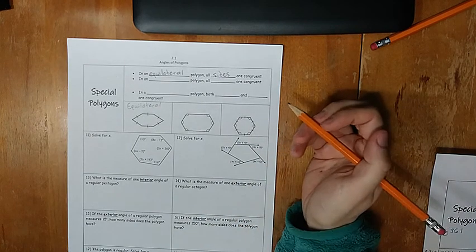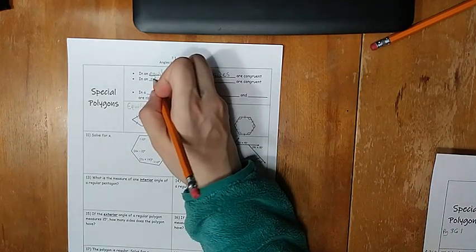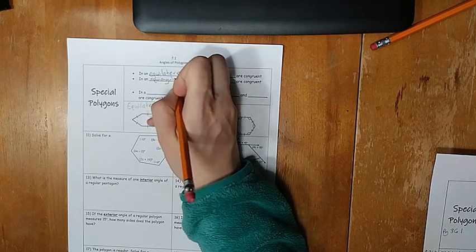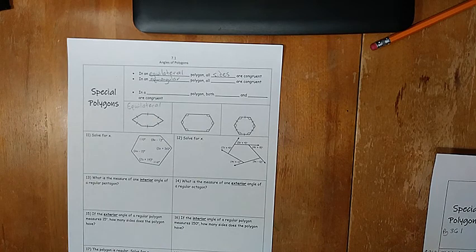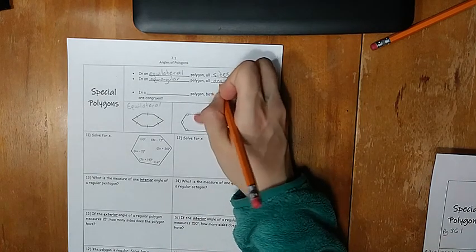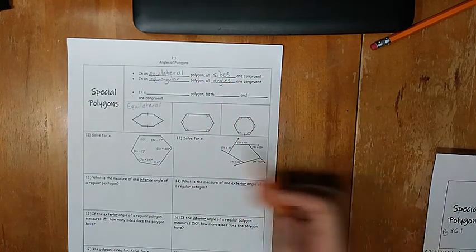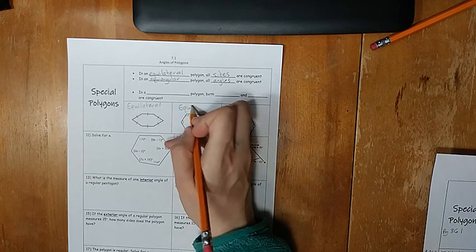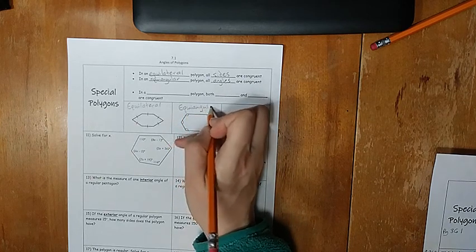The next one we're going to talk about is equiangular. All right, equiangular. In this one, all angles are congruent. So our middlemost picture here, we have an equiangular hexagon.